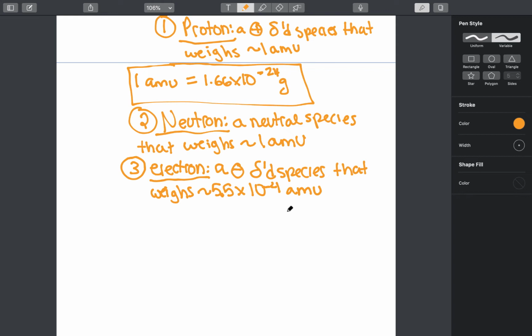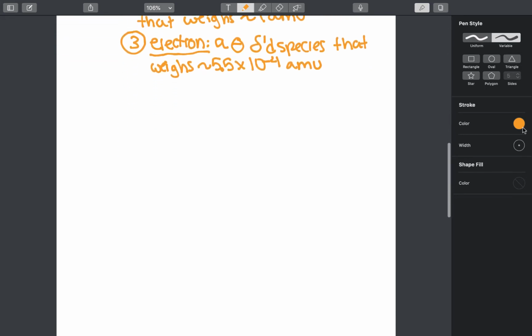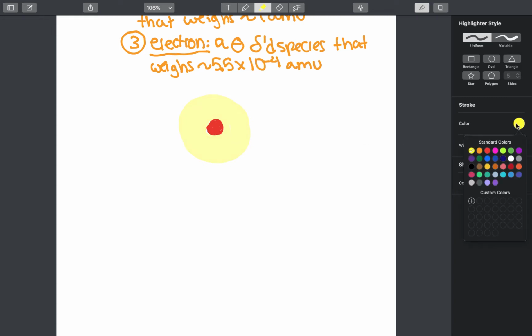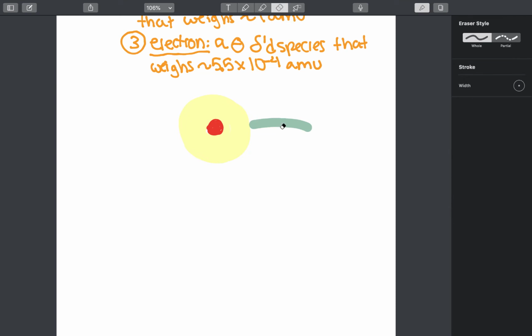So where do all these subatomic particles fit in the atom? So let's draw a very simplified structure of the atom. We'll talk more about atomic structure in a later chapter, but just to give you an idea of where everything is located in the atom for right now. So this is my representation of an atom. We are going to point out a couple of things here. We're going to use our pen.